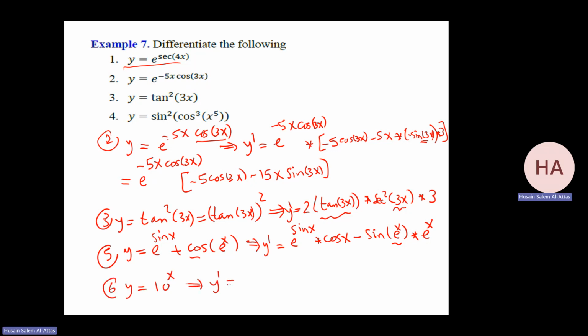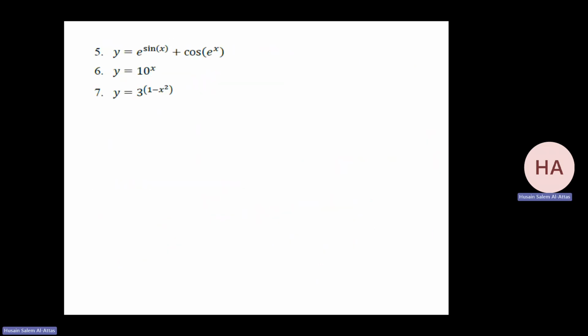y equals 10 to the power x. What will be y prime? We did that before. It will be ln 10 times 10 to the power x. The derivative of x is 1, so no need to worry about it. Now let me do 7 here. Easy one, 3 to the power 1 minus x squared. What will be y prime? It will be ln 3 times 3 to the power 1 minus x squared times the derivative of this, minus 2x.